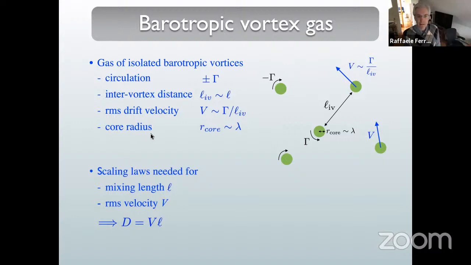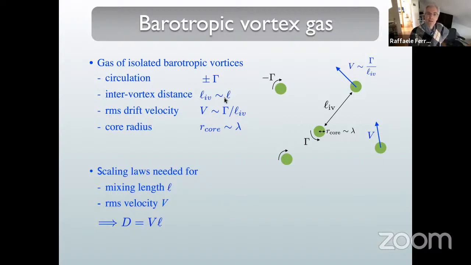The last element is what is the radius that we need to know? What is the size of a vortex? It turns out that the core of the vortex is always scaling with the deformation radius in these baroclinic simulations, regardless of choices of shear or drag coefficient. So the vortex radius is just the deformation radius.